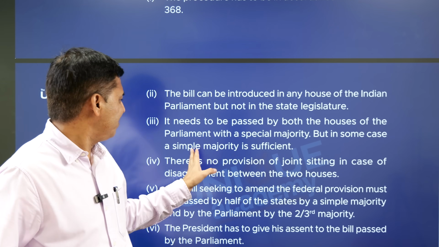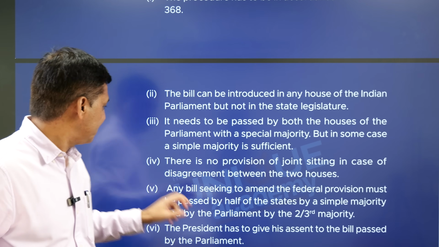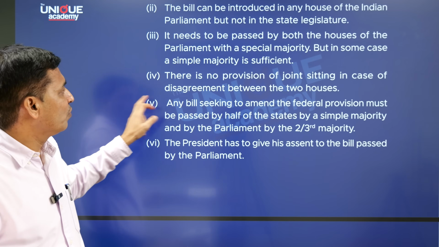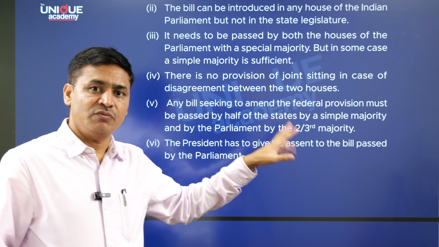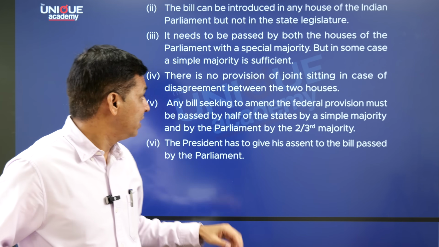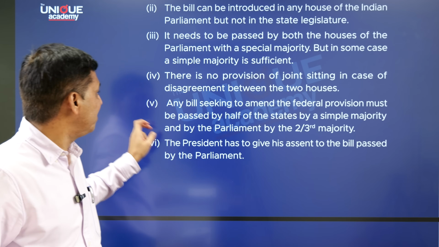The third, it needs to be passed by both the houses of Parliament with a special majority, but in some cases, even a simple majority is sufficient. You know all the 3 methods especially. There is no provision of joint sitting in the case of the constitutional amendment. Okay, we know for sure that is another procedural limitation. Both the houses of Parliament have to pass the constitutional amendment bill.